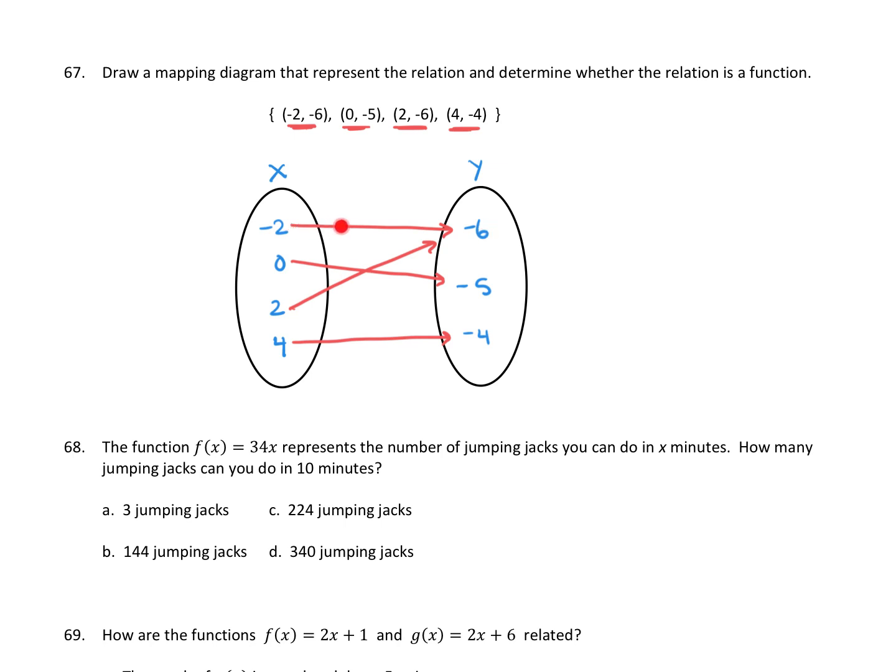So see how -2 only has one output, 0 only has one output, 2 only has one output, and 4 only has one output. It's okay that -2 and 2 have the same output, but they're not mapping to a second output. So like if this -2 was mapping to -6 and also mapping to -5, that would not be a function. So is this a function? Yes, this is a function.